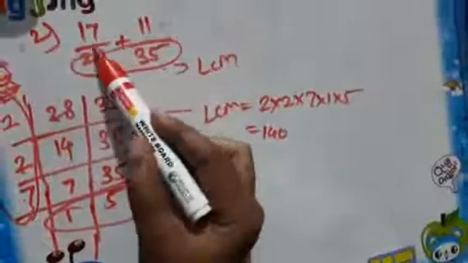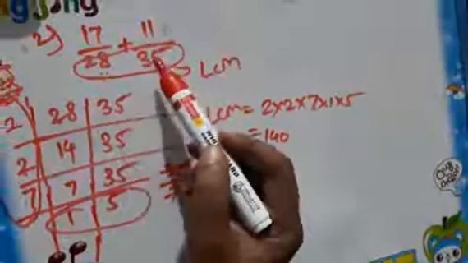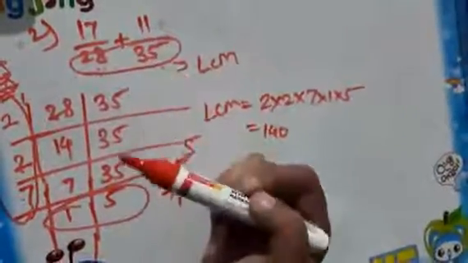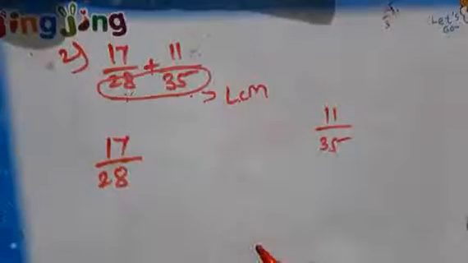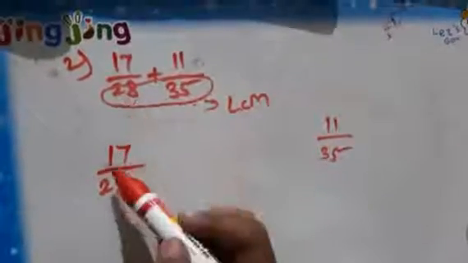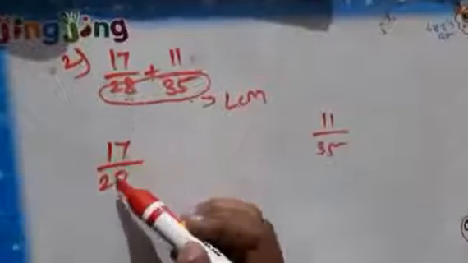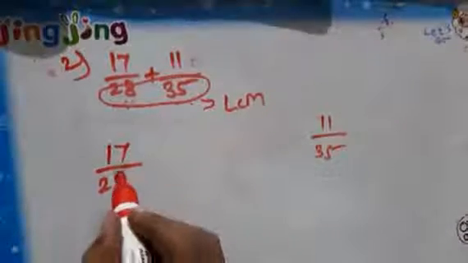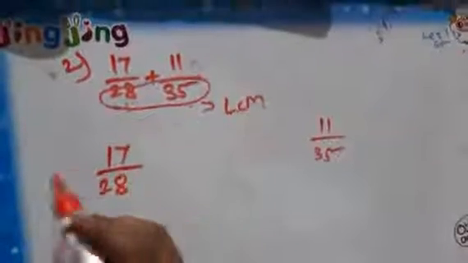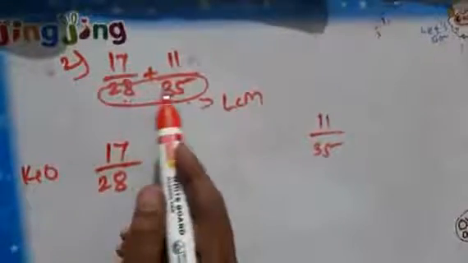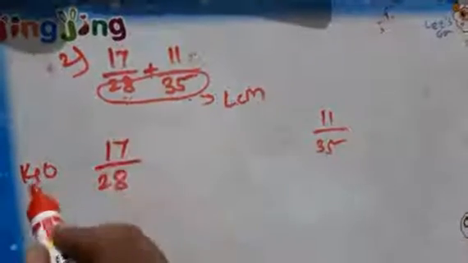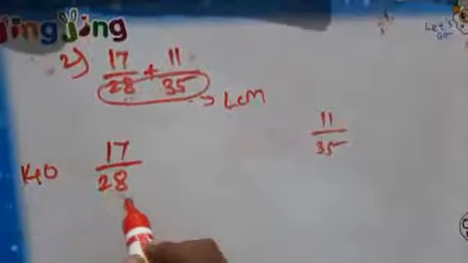What does it mean? It means that in the denominator, here we can make 140 and here also we can make 140. Now how to do that? We will see. Consider only the first number, 17 divided by 28. This denominator we want to make 140, because this is the common number coming in both numbers. So here we have to make 140.